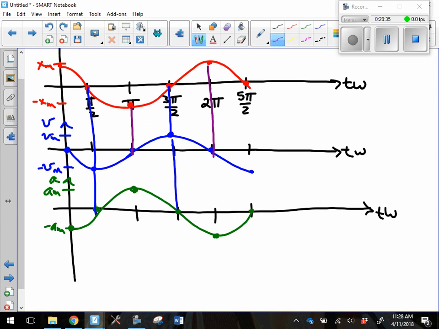Also note that the acceleration graph and the velocity graph have opposite signs, which means that the acceleration, or the force, is always pulling towards the center, which is why we call it a restoring force, because that simple harmonic motion force is always pulling it back towards equilibrium. Okay? All right, we got it?